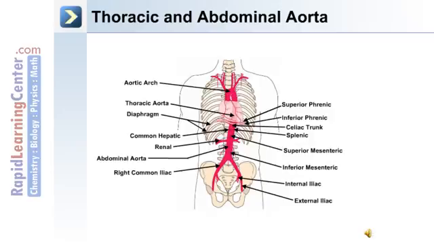Just inferior to the diaphragm is the celiac trunk, the splenic artery, and the common hepatic artery. The abdominal aorta eventually divides into the right and left common iliac arteries. In the abdominal region, there are the superior mesenteric and inferior mesenteric arteries that supply the intestines. The common iliac artery eventually divides into an internal and external iliac.